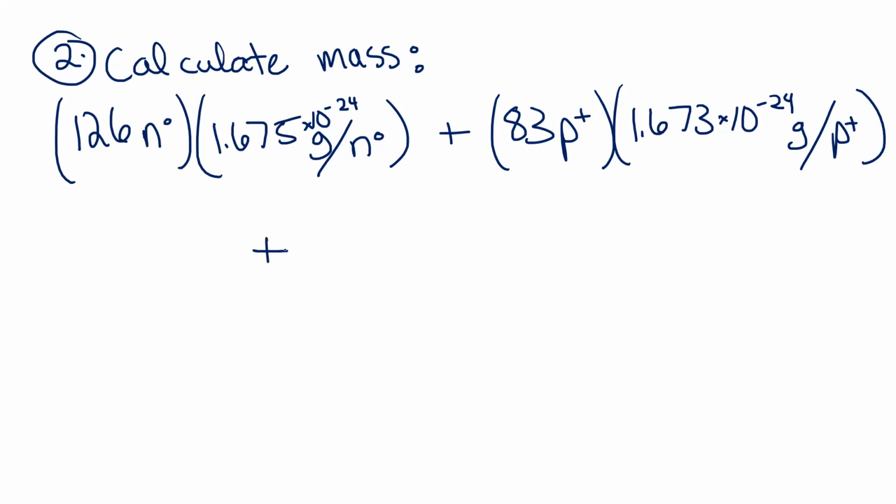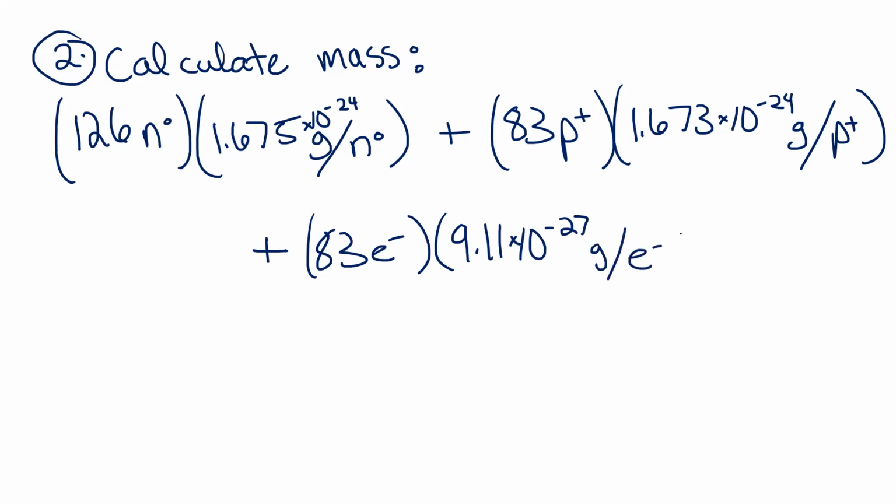And then finally, we add to that, just to make it observable, we can do this real quickly with and without the electrons. So we have 83 electrons multiplied by 9.11 times 10 to the minus 27 grams per electron.